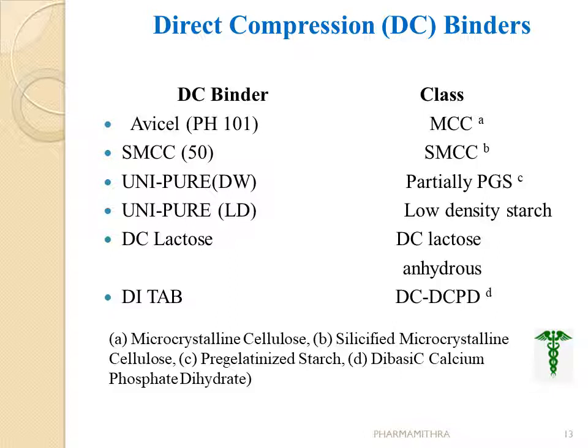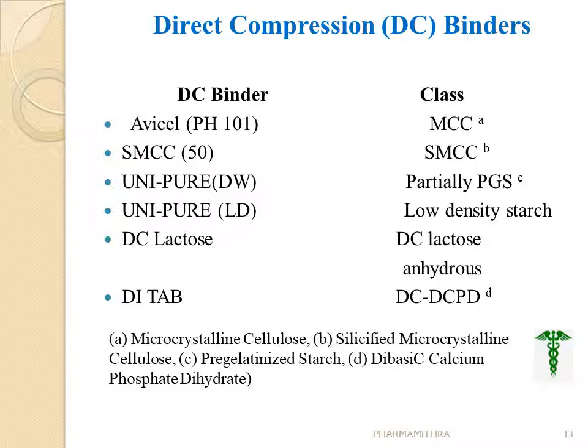Avicel you may know. Avicel comes under the category of MCC. pH 101 is the trade name or category name of this Avicel. Other direct compression binders are SMCC, that is silicified microcrystalline cellulose. The expansions are given in the lower portion of the slide, and Unipure DW is there. This Unipure is a partially pre-gelatinized cornstarch or maize starch that may swell in cold water and develop as a binder at the compression time. And Unipure LD is low density starch.